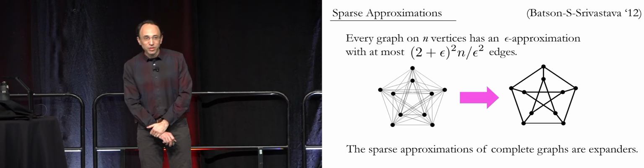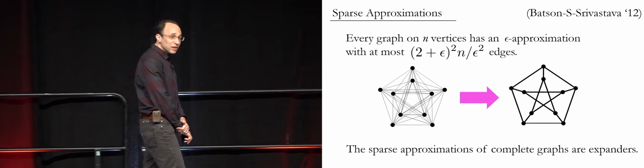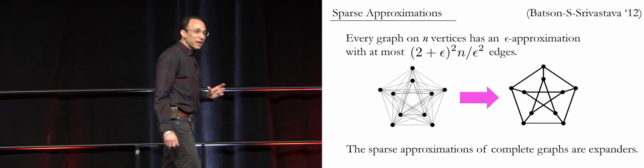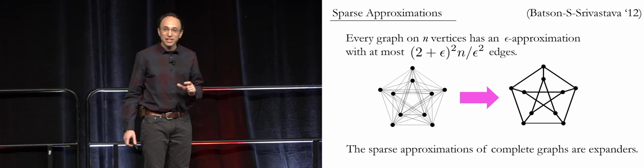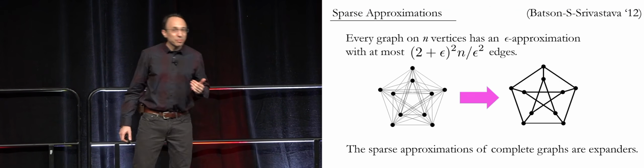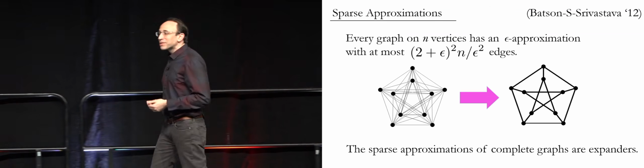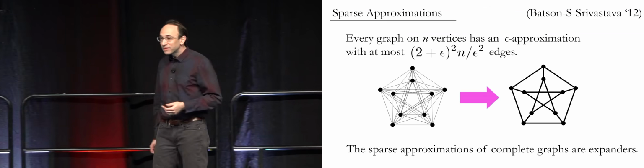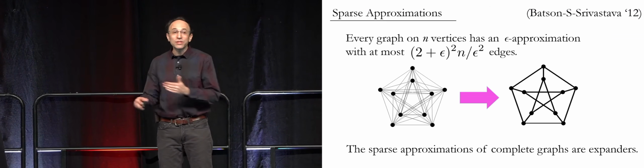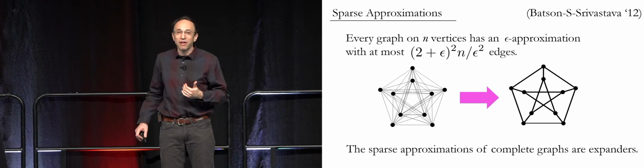So one theorem of mine that I really love was joint work with Josh Batson and Nikhil Srivastava. We proved that every graph can be approximated by a sparse graph. So you fix epsilon. If you have a graph on n vertices, it means you can find an epsilon approximation of it with basically 4n over epsilon squared edges. So this means that you don't need most edges, and you can still maintain and preserve almost everything I want to know about the structure of a graph.